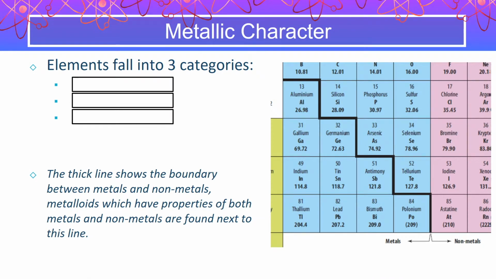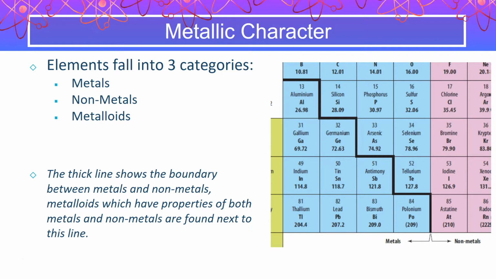Now, we can also split elements into 3 categories. We can either talk about them being a metal, they could be a non-metal, or they could kind of be in between. And this is what we call metalloids. And metalloids are this group where sometimes they'll behave like a metal and sometimes they'll behave like a non-metal. They're on that boundary between the two.